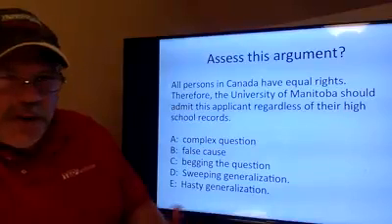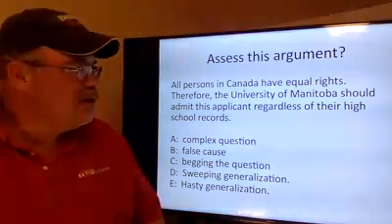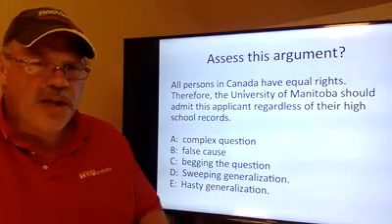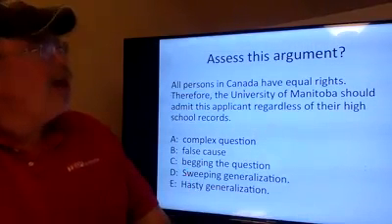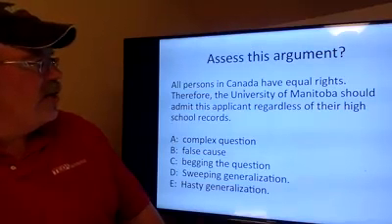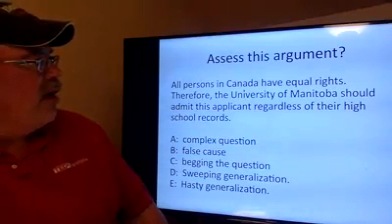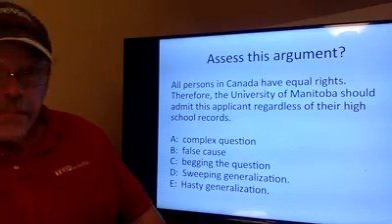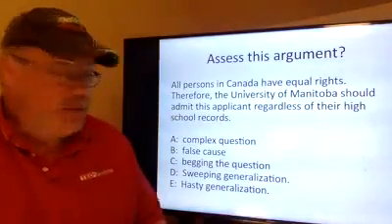We're going to do a little principle of charity here. If it doesn't make perfect sense the way it looks, let's try to get an understanding of this argument that could make sense. That's what we're doing here. We're saying, okay, now I get where this is coming from. So the argument is, since all persons in Canada have equal rights, the University of Manitoba should treat all applicants equally. Okay, now we've got an argument that makes sense.